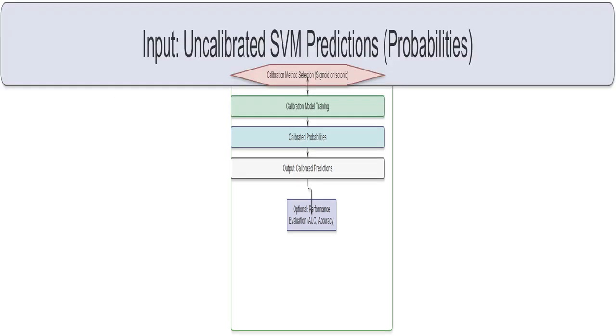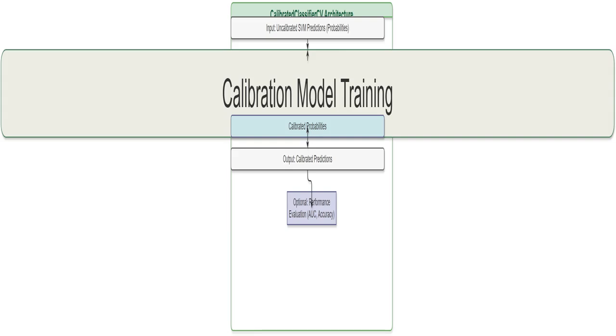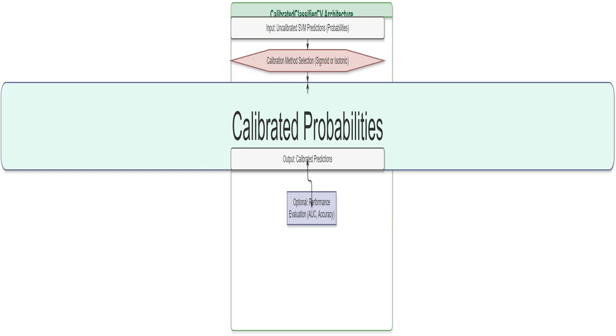I start with my SVM model's predictions. These are uncalibrated probabilities, meaning they don't accurately reflect the true likelihood of a positive outcome. They're the raw output from my SVM before any calibration happens. With my chosen method, I train a secondary model, either a logistic regression model for sigmoid, or an isotonic regression model, to adjust these probabilities. This new model learns the mapping between the SVM's raw probabilities and the observed frequencies of the positive class in my training data. After training, I get adjusted probabilities from this secondary model.